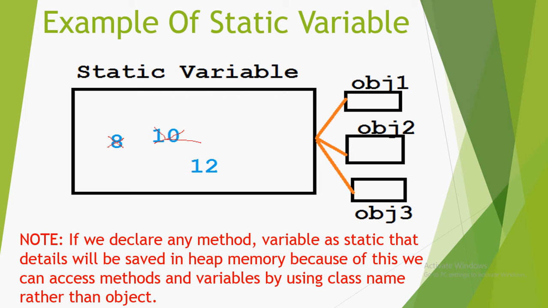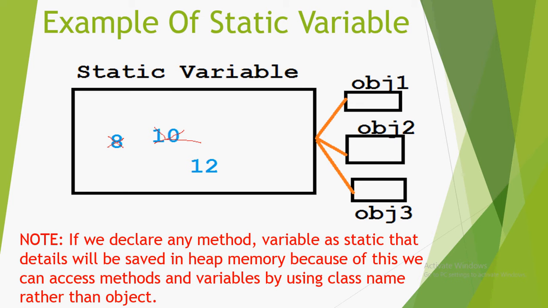If it is an instance variable, by using object 1 we assigned 8, that value will be saved as 8, because that is a different memory location. If by using object 2 we assign 10 to that instance variable, then the 8 value will be stored with the object 1 reference, and the 10 value will be stored with the object 2 reference. In the instance variable case that will vary, but a static variable refers to the same memory location, so only that value will be replaced.